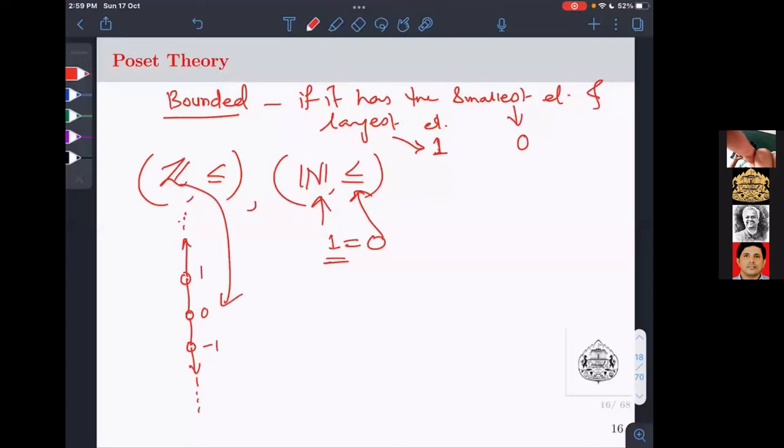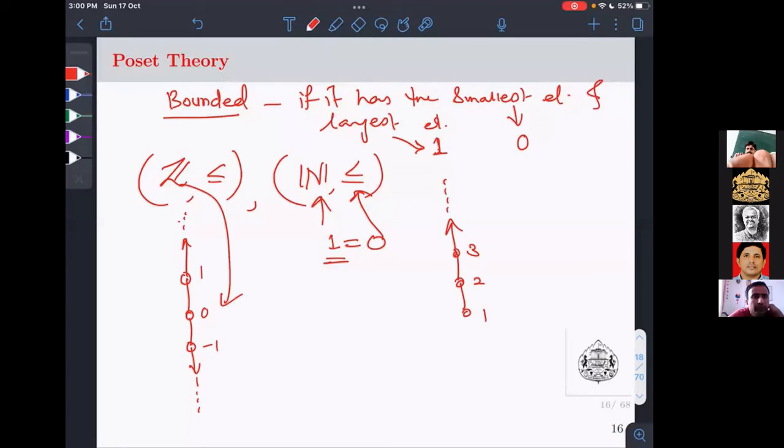These are the elements of Z. So minus one, and it will go down. And it won't have a smallest element. But if I look at N, then here this is my one, two, three, and it will go up. It will go up, and you don't have the largest element.